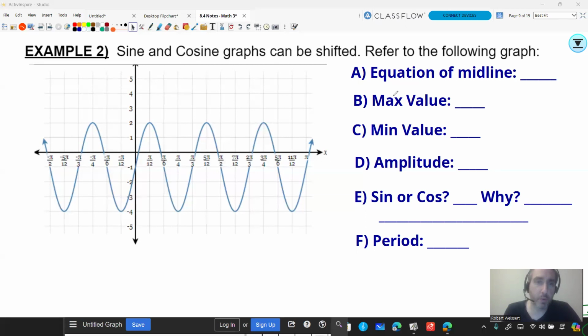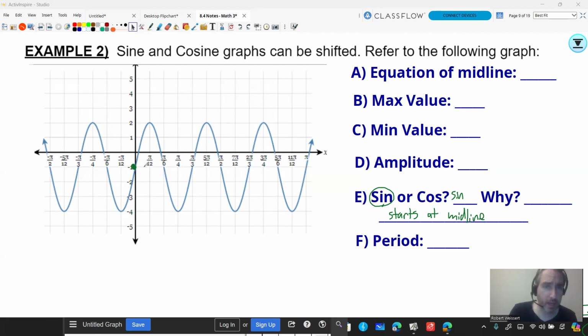So what I look at is where does it start on the y-axis? Notice that its starting point is the middle, not the top or the bottom. So this is going to be a sine graph because it starts at the midline. Cosines start at the max or min, and sines start at the midline. So let's get all of that information.